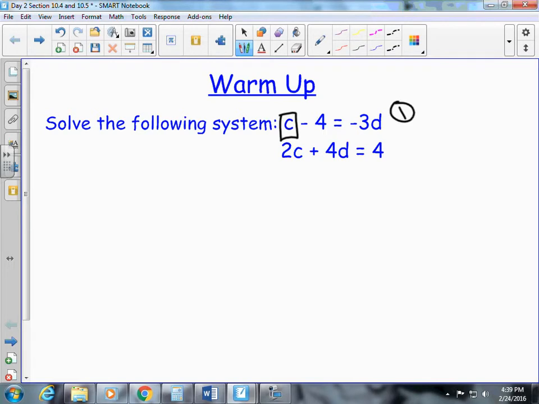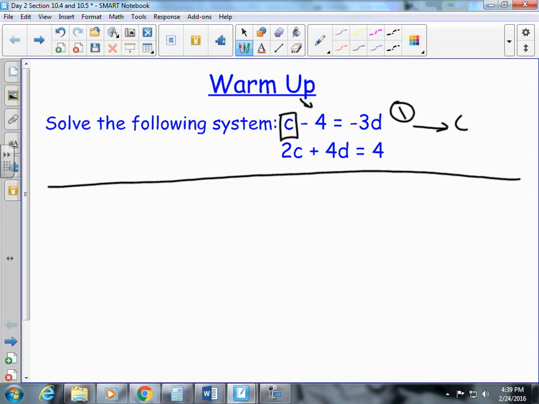Step one, remember, was to pick an equation and solve for a variable. I'm going to pick this equation right here and solve it for c. The reason I'm doing that is because it's all by itself, and all I have to do is add 4 to the other side. When I'm done solving it, I end up with c is equal to 4 minus 3d. If you switch these two around, it doesn't matter.